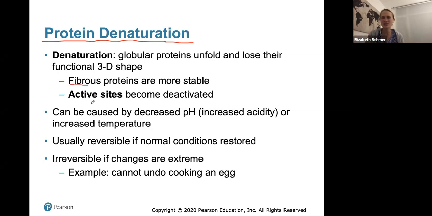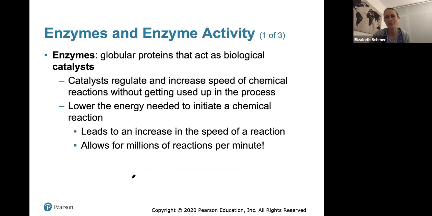But in denaturation, the active sites will become deactivated. Proteins can be denatured or unusable by a decrease in pH. So if they get thrown into a really acidic environment or the temperature increases. Protein denaturation is usually reversible if normal conditions are restored, but it can be irreversible if changes are extreme, like you cannot undo cooking an egg, for example.